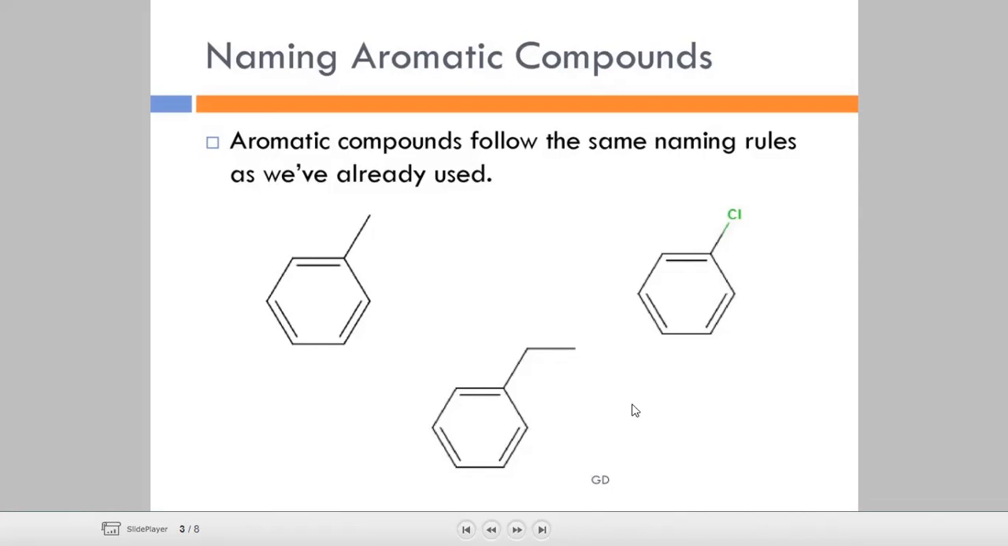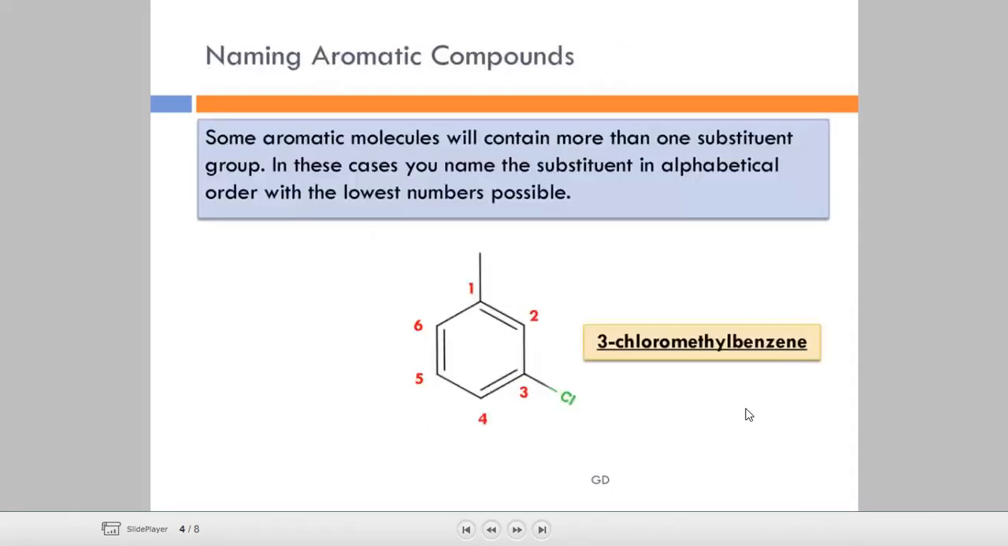1-ethylbenzene. Yes, that's it. And sometimes it's accepted even if you don't say 1. If you just say ethylbenzene, people will know that it's in carbon number 1. If you just say chlorobenzene, people will know that it's in carbon number 1, because there's no way chlorobenzene is in other carbon than number 1. You hear me?